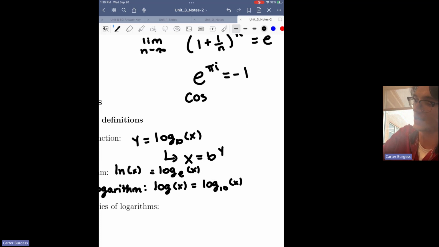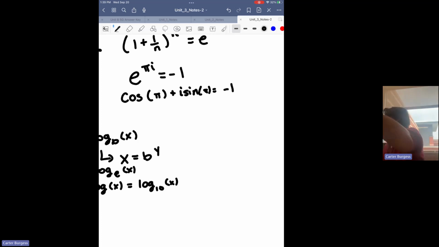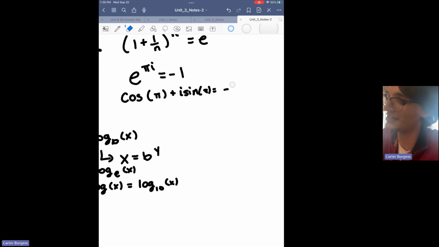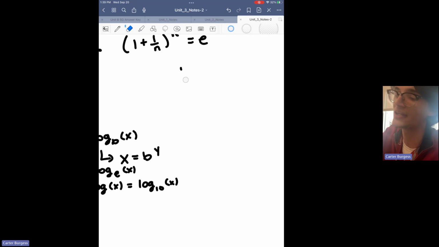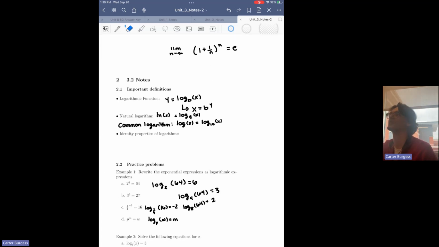Another way to write this is that cosine of pi plus i sine of pi is equal to -1, and that is also a true statement. This ends up being equivalent to that, but we don't need to worry about that too much. That's also just the machinery by which you would take the square root of i, which is kind of cool. And actually, yeah, we will definitely be able to take the square root of i by the end of this class. I can guarantee that.